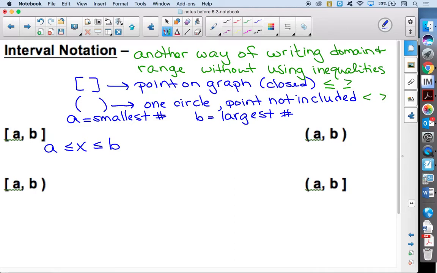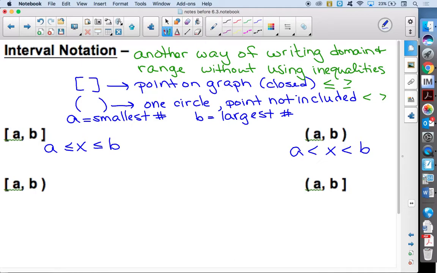With the parentheses, the only difference is that it would just be less than. So it's still going to start at A, but A isn't a point on the graph. It's an open circle. And it's going to stop at B, but again, B isn't a point on the graph. It would represent an open circle.